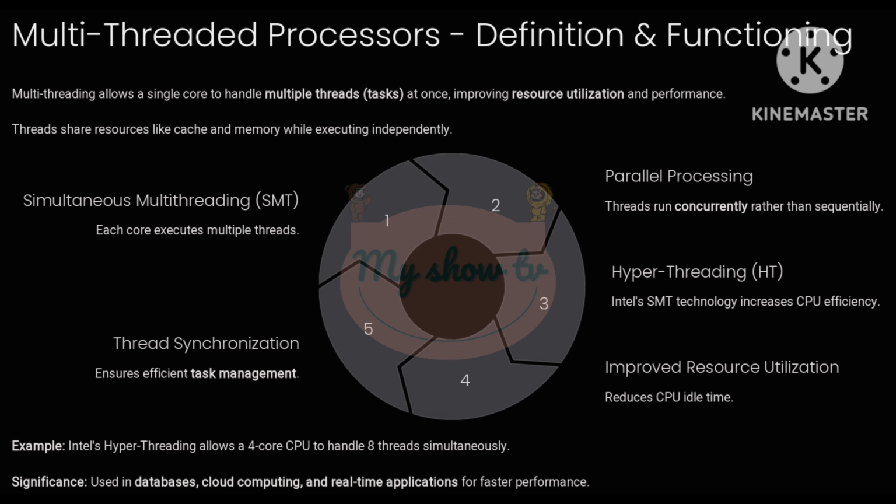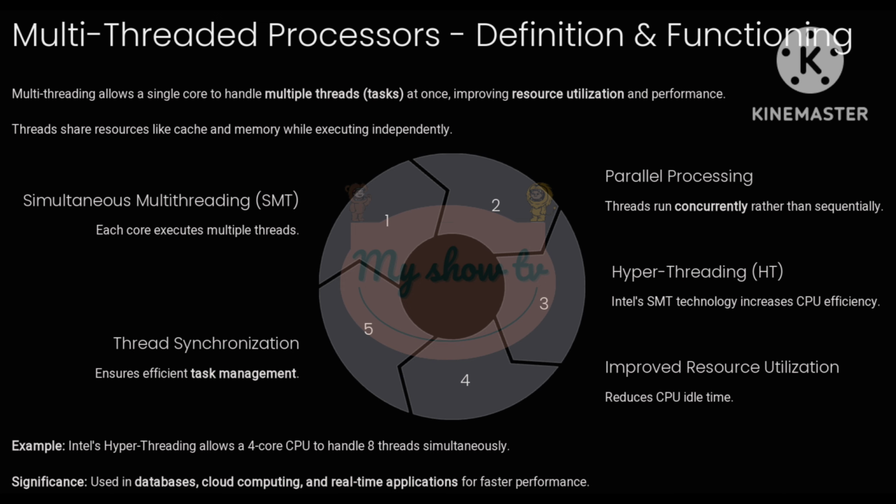Slide 5. Multi-threaded processors definition and functioning. In modern computing, applications require efficient multitasking to handle multiple tasks simultaneously. Multi-threaded processors allow a single core to execute multiple threads, tasks, at the same time, improving performance, resource utilization, and responsiveness. Multi-threading is particularly useful in high-performance computing, where tasks like AI computations, database management, and cloud services require simultaneous execution of multiple operations. How multi-threading works.